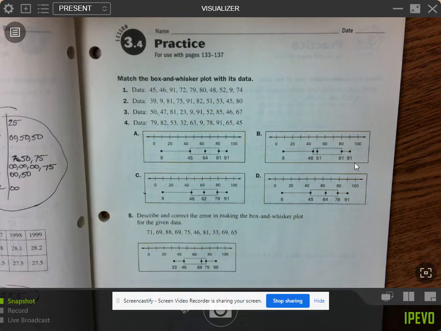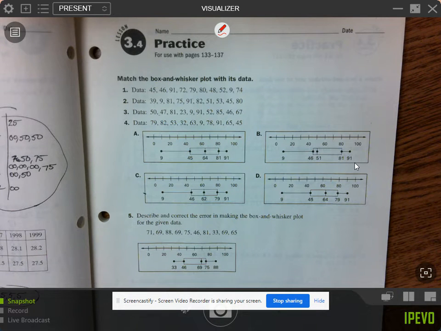Okay. Number one says match the box and whisker plot with its data. So we have four different data sets and four different box and whisker plots. So let's look at number one. Oh goodness, they do not put them in order for us.